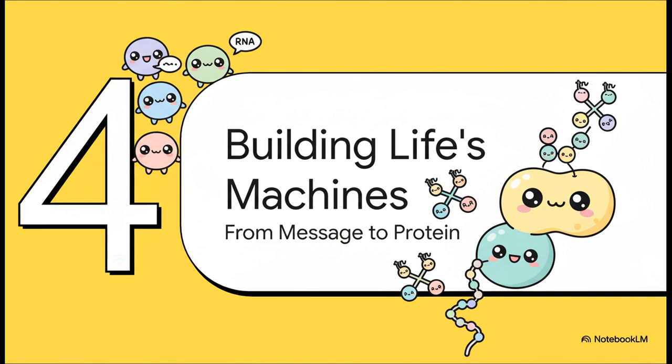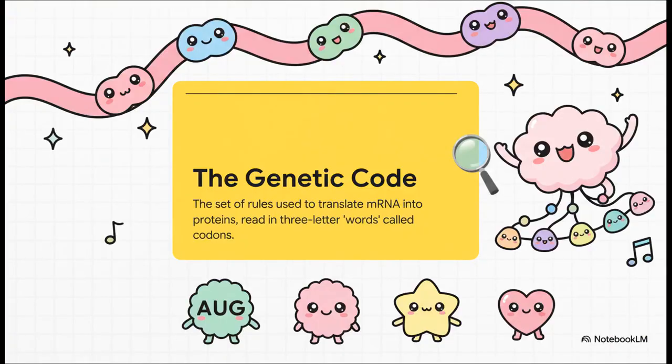How does the cell actually read that little RNA message and turn it into the real machinery of life, a protein? The cell uses something called the genetic code to read the message. And here's the trick. It doesn't read one letter at a time. It reads the message in 3-letter words called codons. Each codon is a specific instruction to add one particular amino acid. And amino acids are just the small molecular building blocks that proteins are made of.